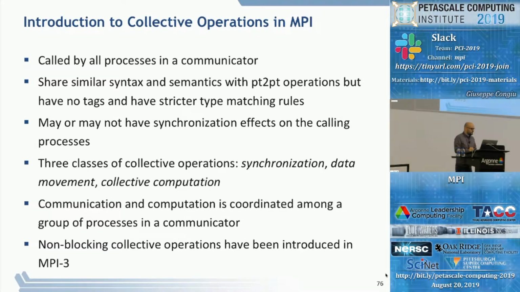There are three classes of collective operations. The first is synchronization operations. Then there is data movement, and we also have collective computation. The communication and the computation are coordinated among the group of processes in the communicator. The way the communication is coordinated is not specified by the standard; it is left to the implementation. So the implementation can do some smart optimization of the data movement and the computation.